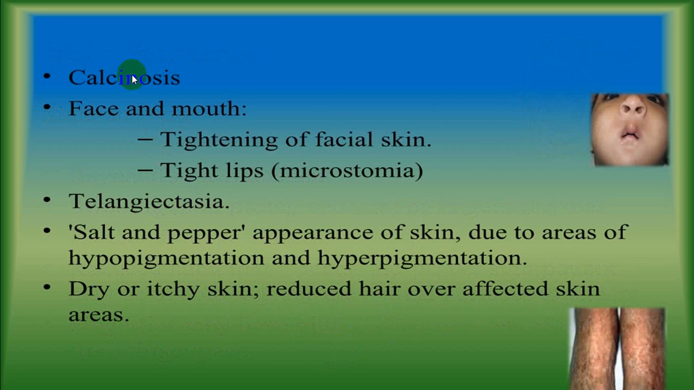You can see calcinosis, then we use the word calcinosis cutis. You can have tightening of the facial skin, microstomia or pursed lipping, we call tight lips, where the opening of the mouth is becoming small. On the face, you can see telangiectasia, and there is one term utilized, salt and pepper appearance of the skin due to hypopigmentation and hyperpigmentation. The skin is usually dry and itchy, and there is reduced hair and reduced sweating.